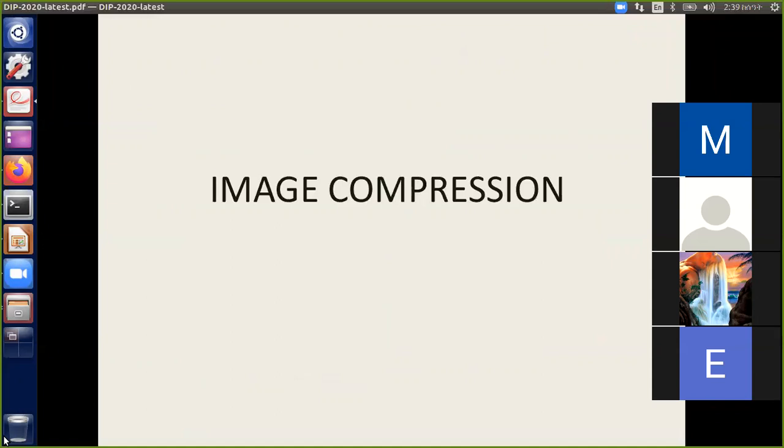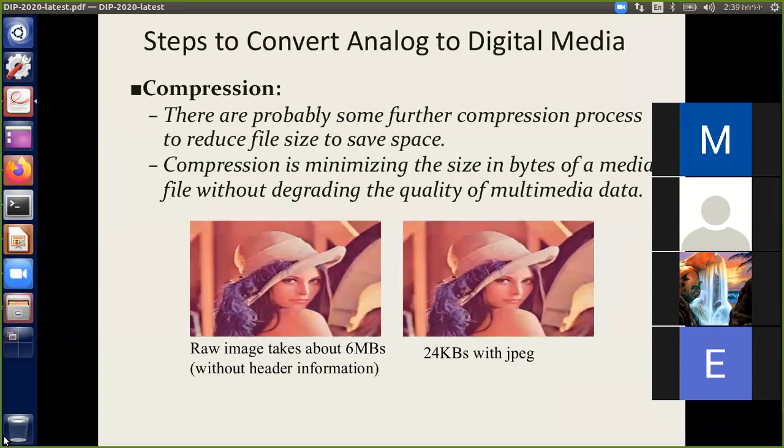By reducing the number of pixels and bits used for every pixel, we have to make sure that the image is not losing its quality and naturalness. In these two images, the original image is 6 megabytes, but the compressed image is 24 kilobytes, which is saved using JPG. But if you try to see the difference between the two, we can't identify any difference. Both images are looking the same.